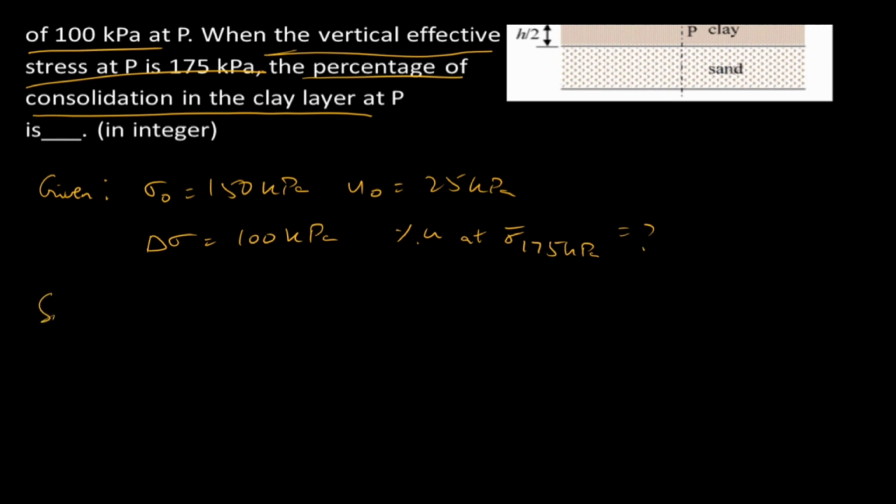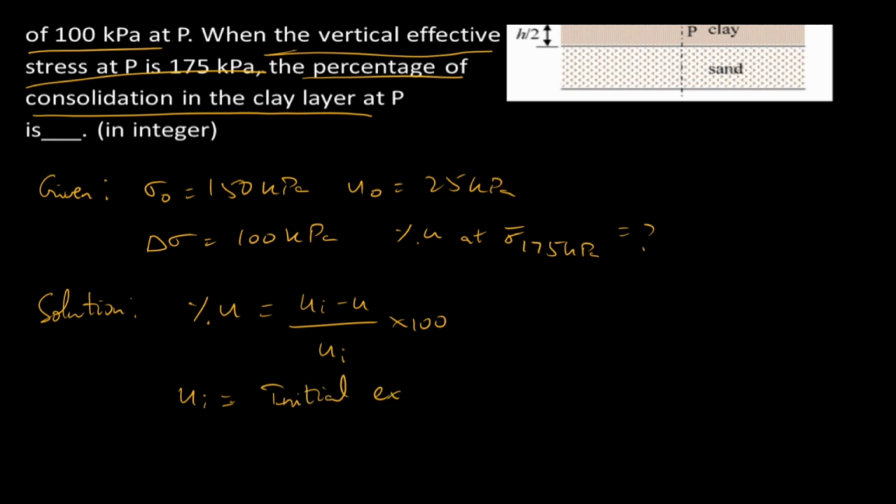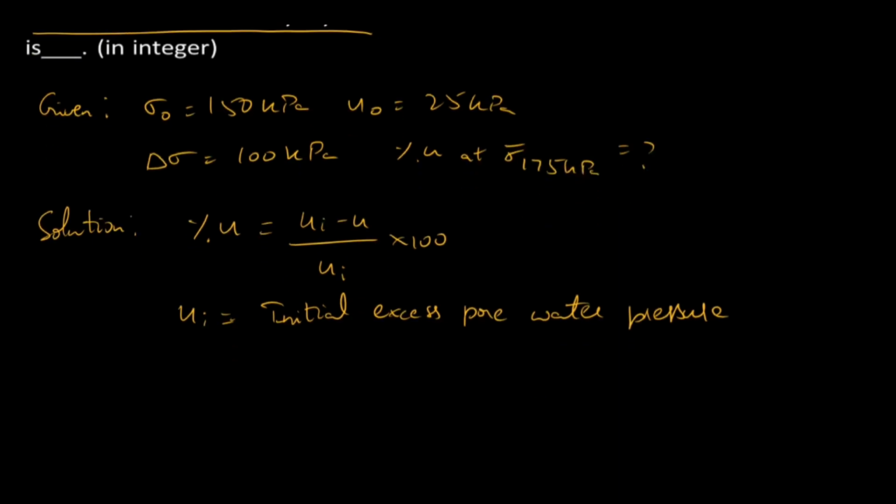So we'll write down the solution. The equation of degree of consolidation percentage U is given by Ui minus U divided by Ui into 100, where Ui is the initial excess pore water pressure and U will be the excess pore water pressure at the given condition.